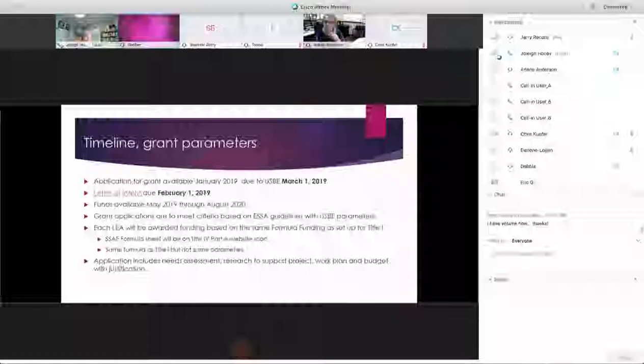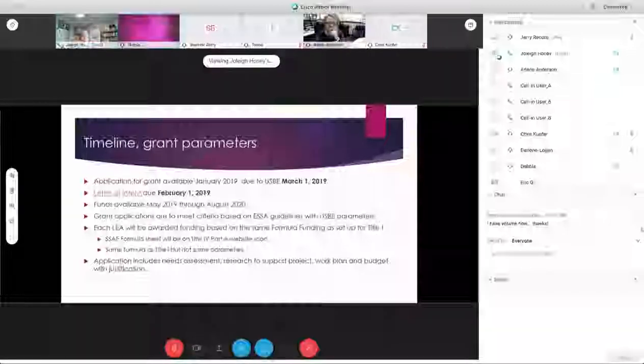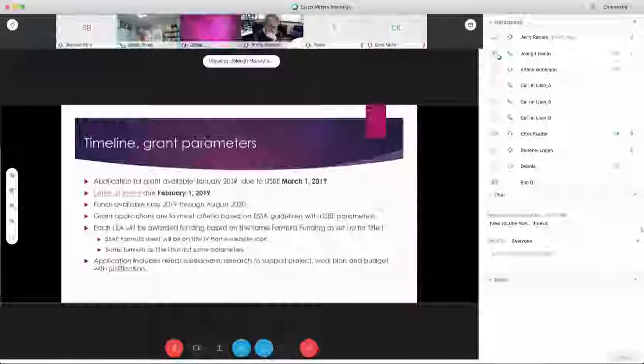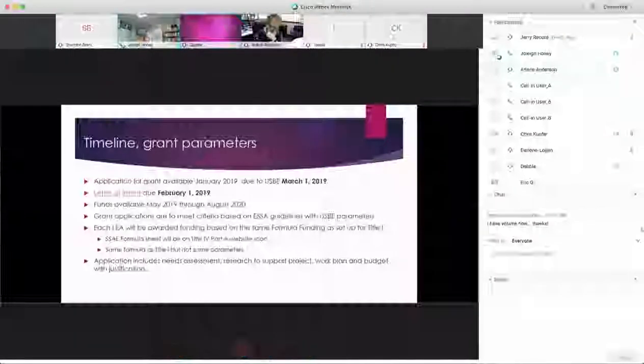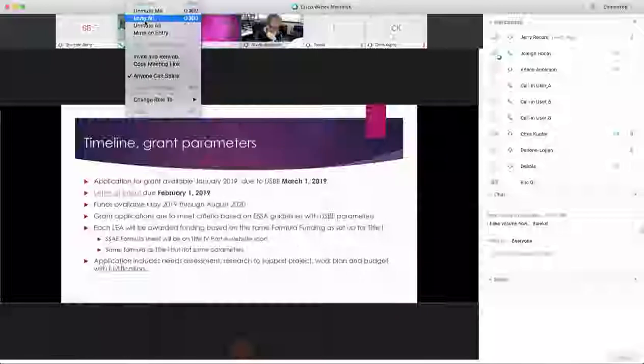Notice that, again, the goal is to make it so that funds are available from May of 2019 through August of 2020. And then each LEA, we mentioned this, based on the same formula set up for Title I. The formula sheet will be on the Title IV Part A website.